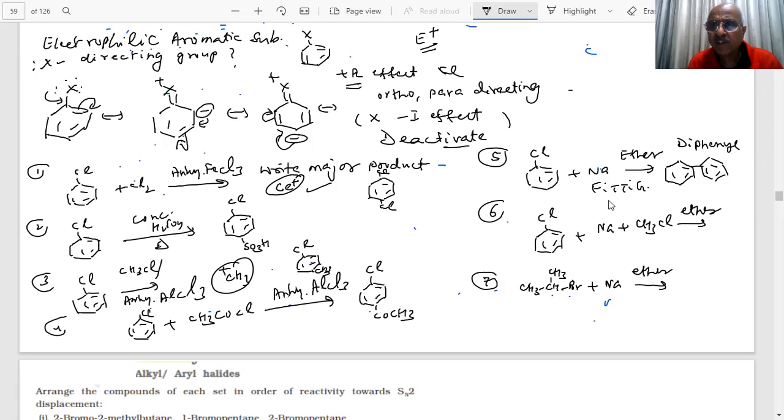What happens in the second case, student? Sir, in the second case, toluene will be formed. CH3 will be attached. What is the name of the reaction? Plus 2 NaCl. This is Wurtz-Fittig reaction.